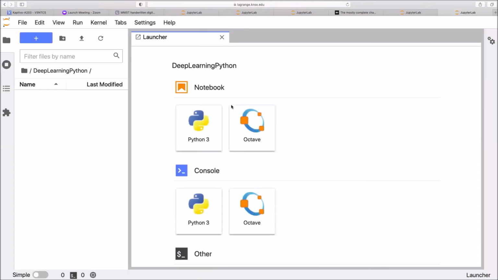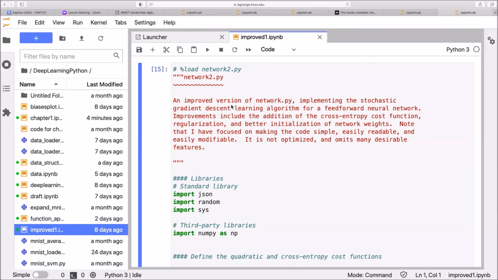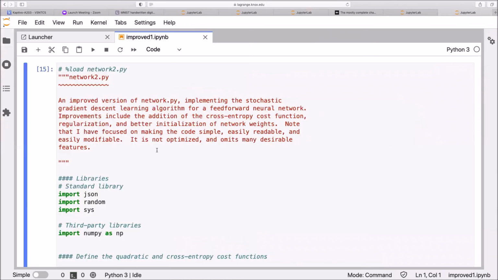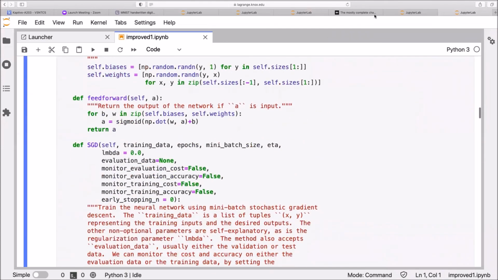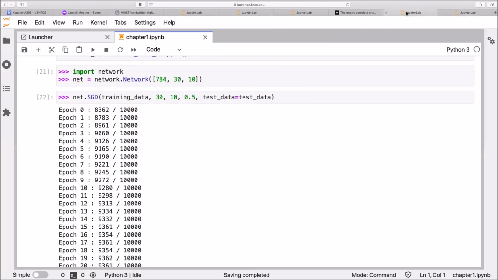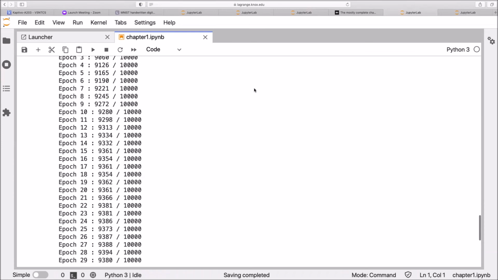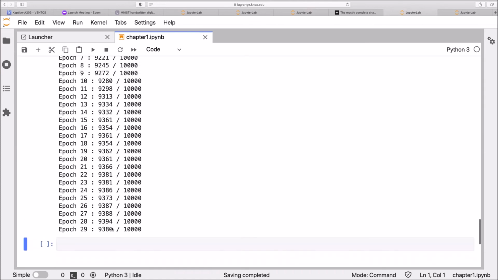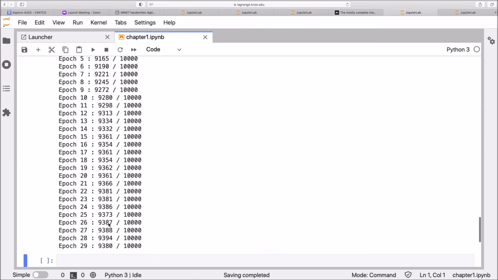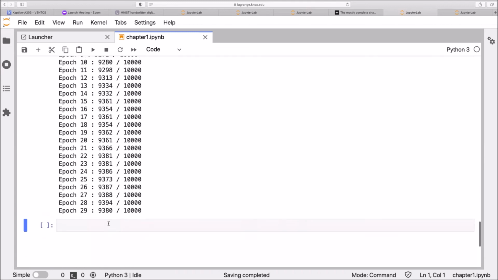Also, again, this code is provided by the author. I think code 1 is finished calculating. Let's look at it. So that's the result from code 1, our original code. I think the highest accuracy we got here is 93.94. Yeah, almost 94%.